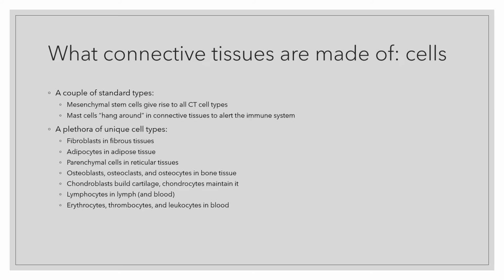Mast cells hang around in connective tissues to alert the immune system and begin the inflammation process, which is something we won't talk about until A&P2, but it's important to know that they're there. A plethora of unique cell types then exist in different types of connective tissues.